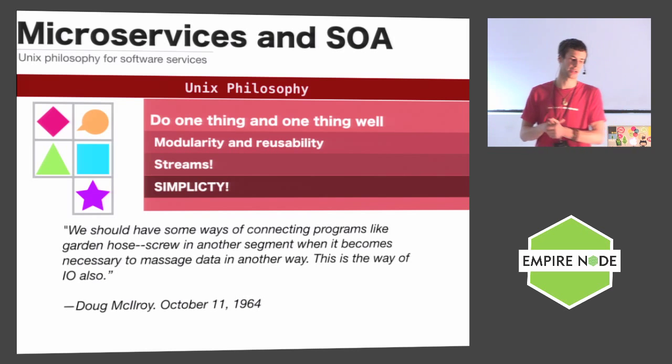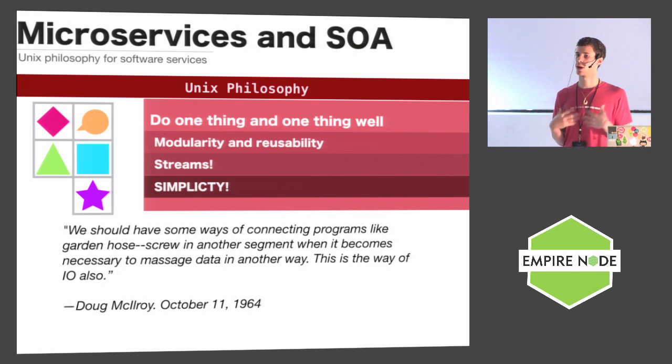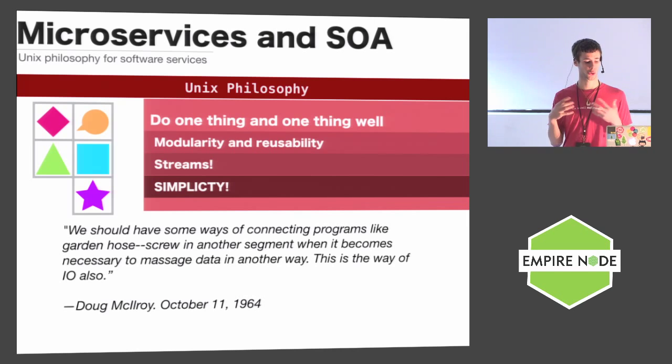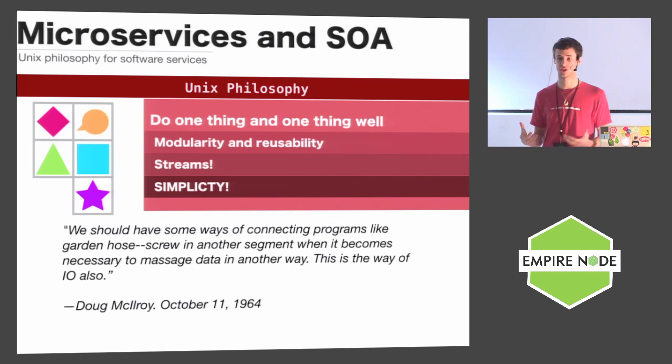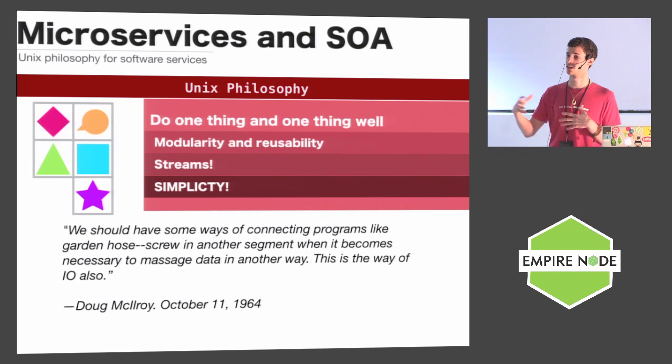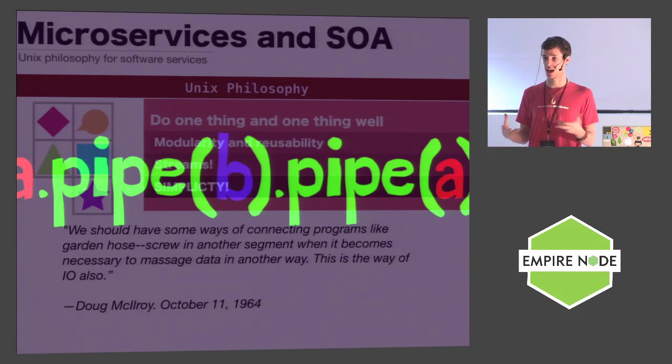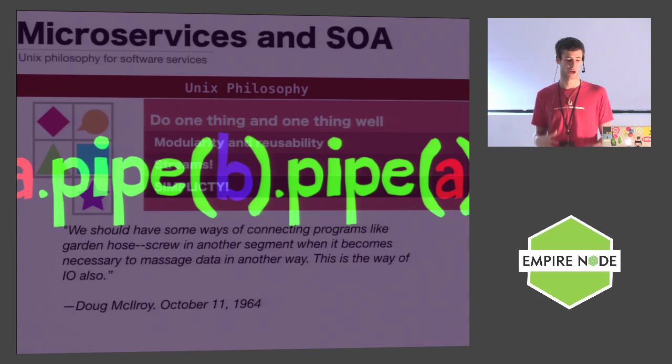And just to throw you a quote here, Doug McIlroy was who pioneered streams in Unix, and he says, "We should have some ways of connecting programs like garden hose. Screw in another segment when it becomes necessary to massage data in another way. This is the way of I/O also." So I like to think about this in microservices. We're able to plug in other services in the pipe chain, per se. And this is actually very much possible in Node, where we have this ability to pipe. This would be an example of a duplex stream.